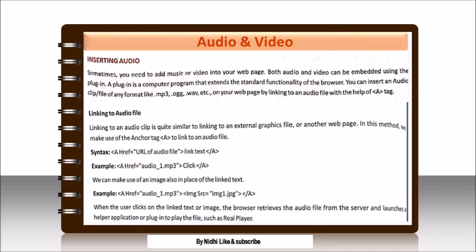Similarly, another example is given here, in which we have an image in place of text, and when we click on that image, that particular audio1.mp3 song will play. So when the user clicks on this linked text or image, the browser retrieves the audio from the server and launches a helper application or plugin to play that particular audio. I will demonstrate this also. Just let me finish this audio and video, and then I will give you this demonstration on my screen.